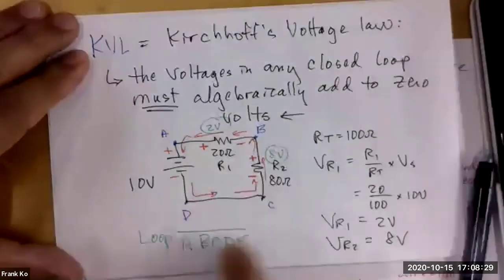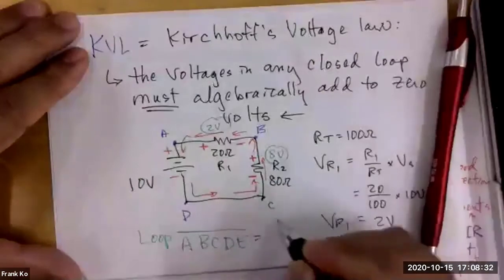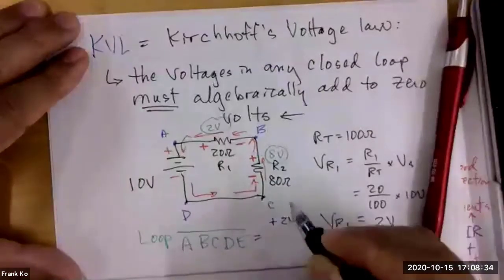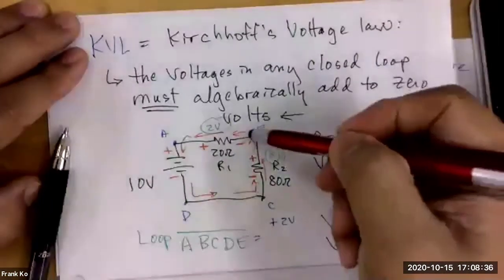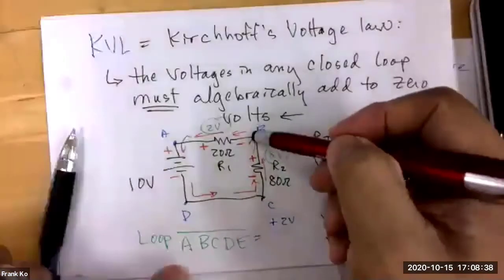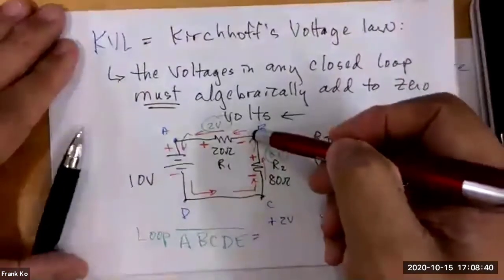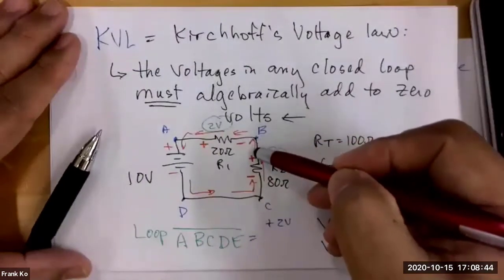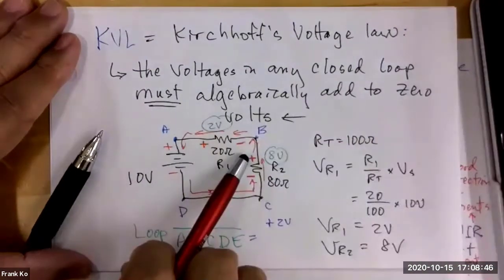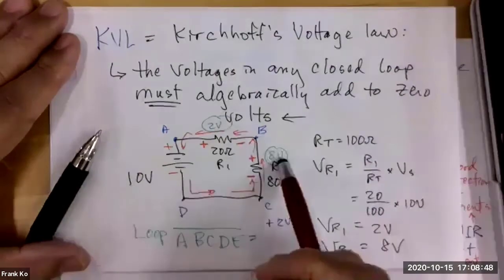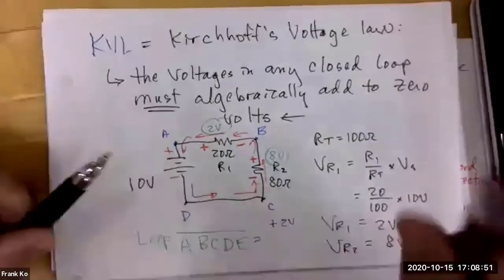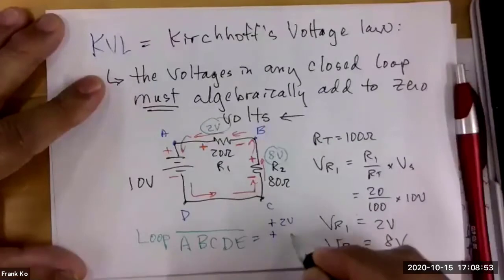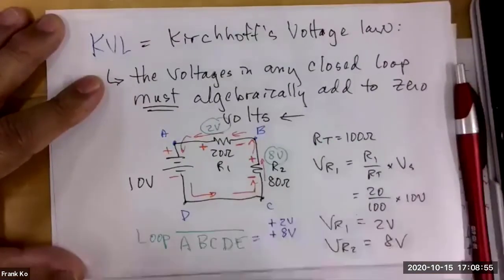Okay, so I'm going to start at A and follow my probe. I'm going to encounter what polarity? Positive. How many volts across this resistor? 2 volts. Okay, so this loop will give me a positive 2 volts. Then at point B, I have to continue, according to this loop direction, from B to C. So as I continue downwards, what polarity do I encounter first? Positive. And how many volts is across this guy? 8 volts. So I have a positive 8 volts.